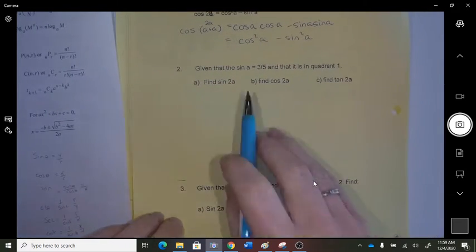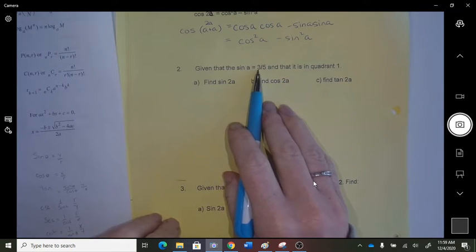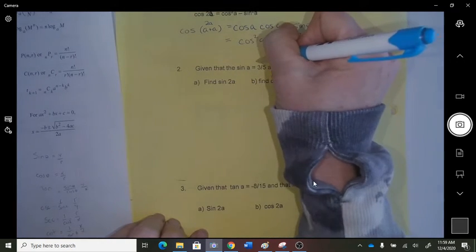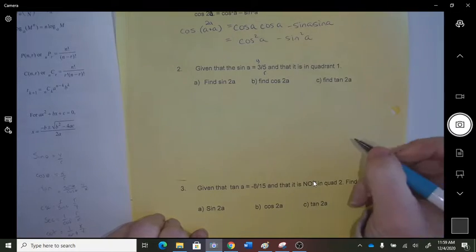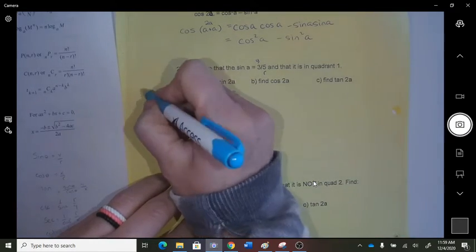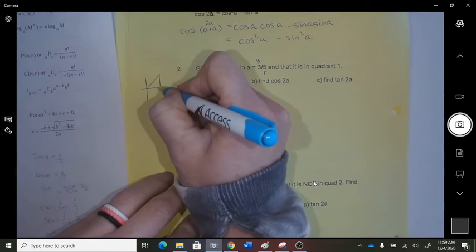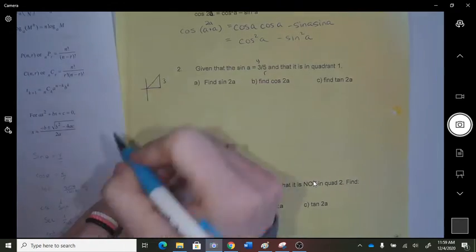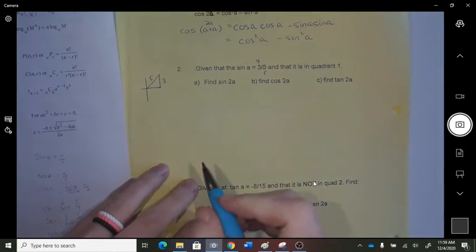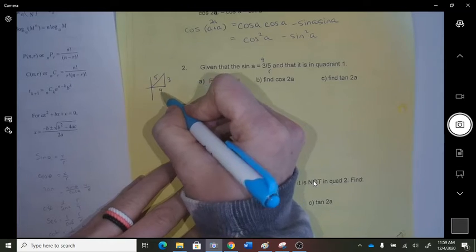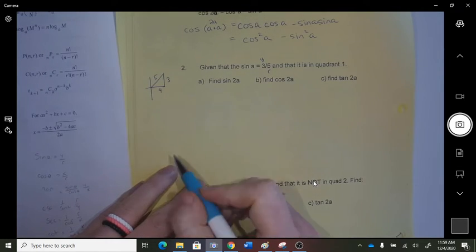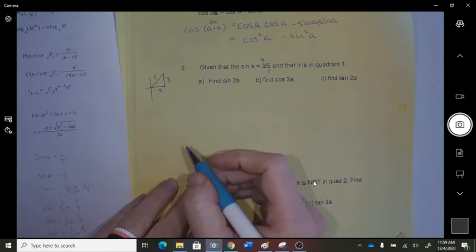Given the sine ratio is 3/5, so that would be a y and an r, and it's in quadrant 1. So y is 3, r is 5. Pythagorean theorem makes x be 4, and it is positive because it's quadrant 1.